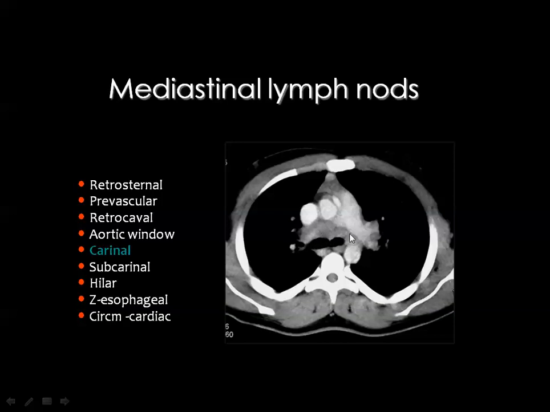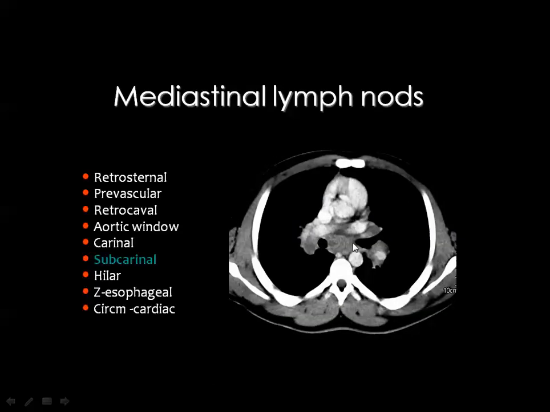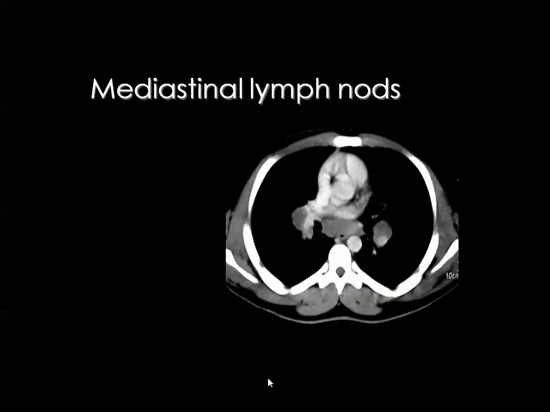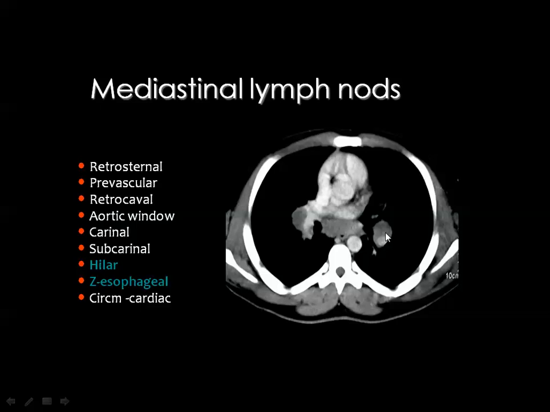Those located anterior to the carina are known as the precarinal lymph nodes. Posterior to the carina are known as the retrocarinal lymph nodes. At the bifurcation of the trachea are known as the subcarinal lymph nodes. Then one of the major groups is the hilar or the bronchopulmonary lymph nodes, which are located in the hilum on both sides. And this is the hilar group on the left, and this is the hilar group on the right.